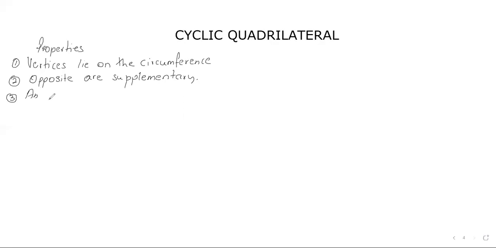An exterior angle of a cyclic quad should equal the interior opposite angle. The fourth one is that angles in the same segment.